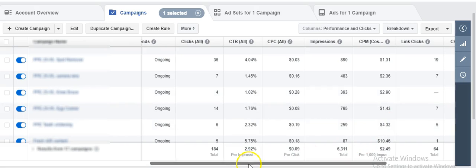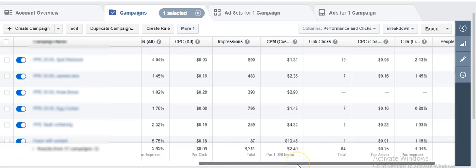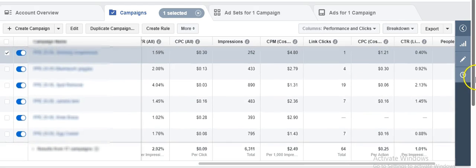Now, what a lot of people look at is the cost per click for the post engagement, but they also look at the CPM. Time after time, I've heard that it's best to have it under $10. So I see one that is at $10.46 right here. But if you look at the rest of them, look at it.